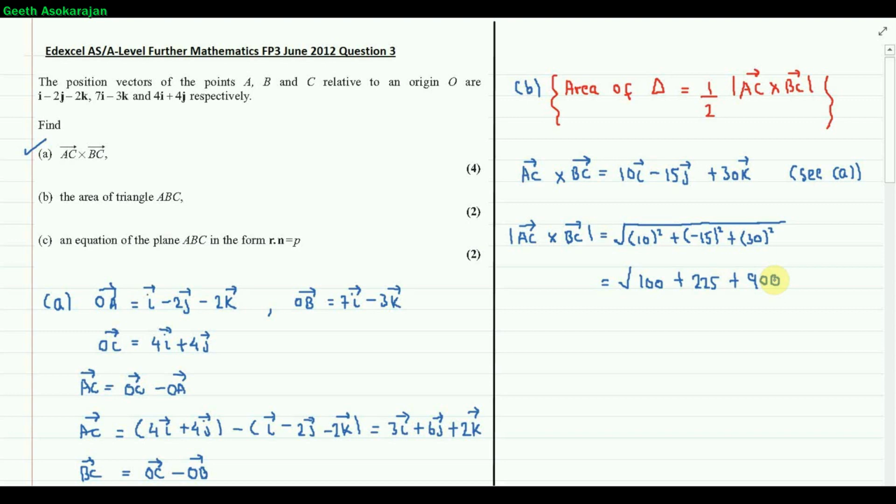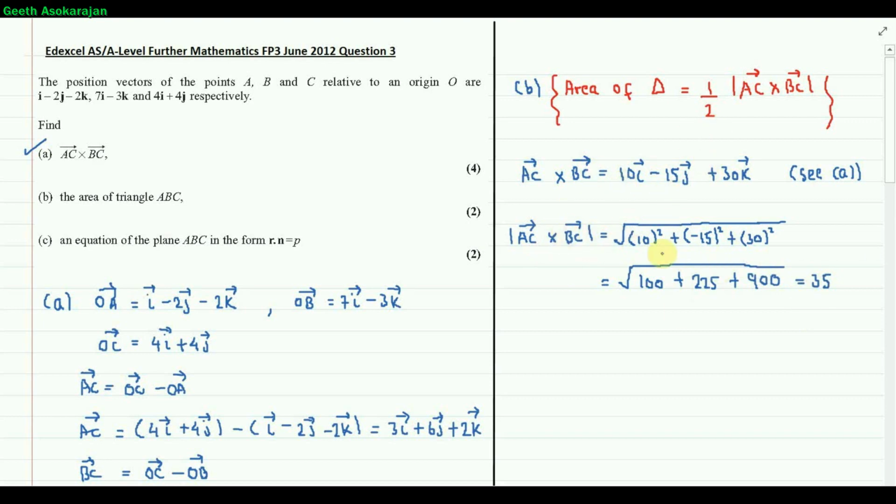However, let's continue. 10 squared is 100, plus 15 squared, that is 225, plus 30 squared, that is 900. Now, if I key that into the calculator, we have the root of 100 plus 225 plus 900. And if we work that out, we should have a nice answer of 35. So let me continue over here. We have 35, that being the modulus of AC cross BC.